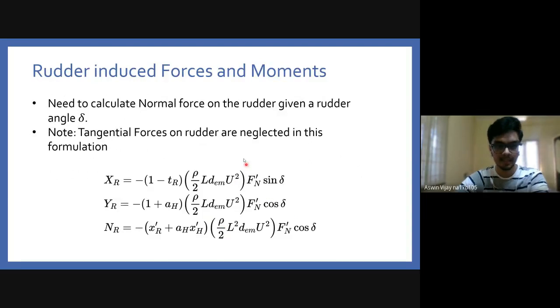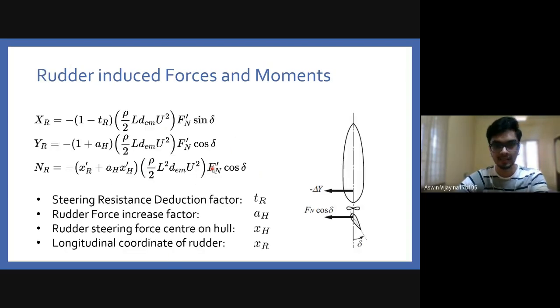So next is the rudder-induced forces and moments. To calculate this, we need the normal force on the rudder, Fn, for a given rudder angle delta. And in this formulation, the tangential forces are neglected, but are compensated in these coefficients, which I will explain here.